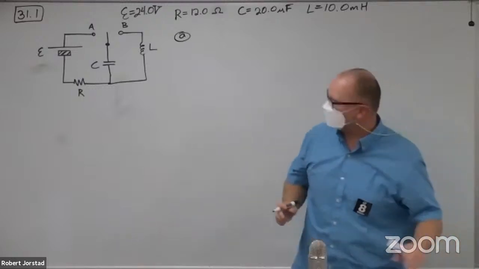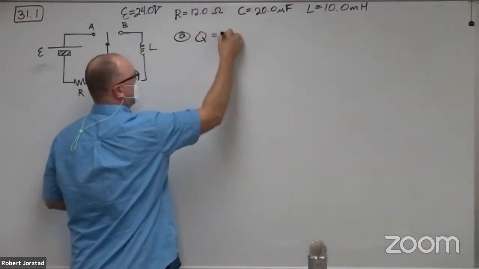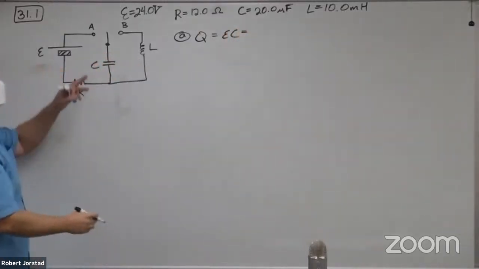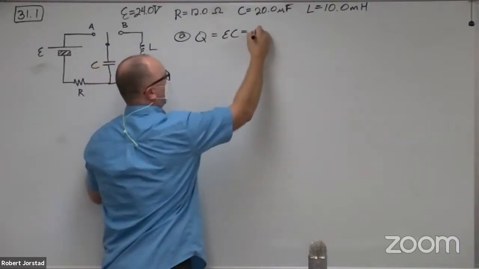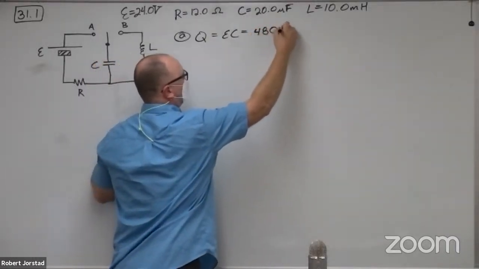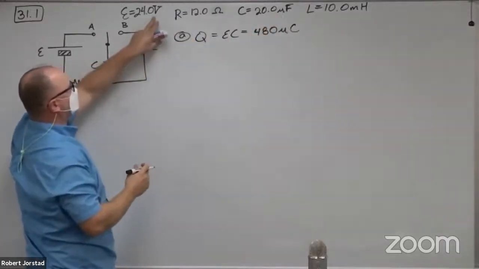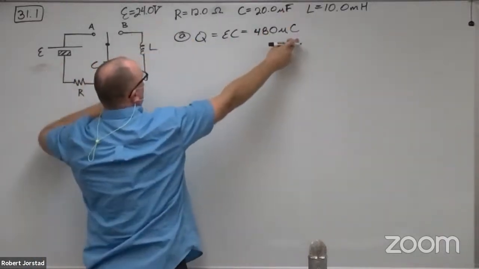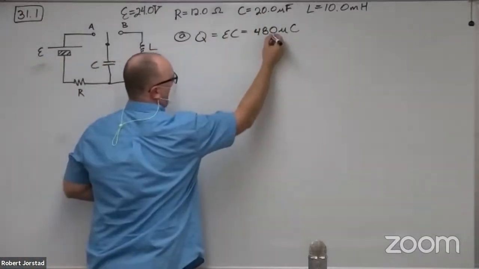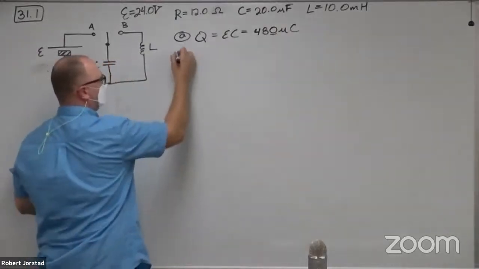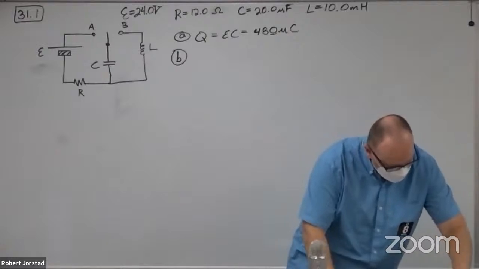Okay, maximum charge. Q equals EC. Let's get a number for it. E is 24. Do you agree that's just 480 micro? Because I have a micro and then a farad volt. A farad volt is a coulomb. I think that's it, right? And maybe just to clarify, I'll underline that sig fig. We'll make the chemist happy. All right. What was part B?